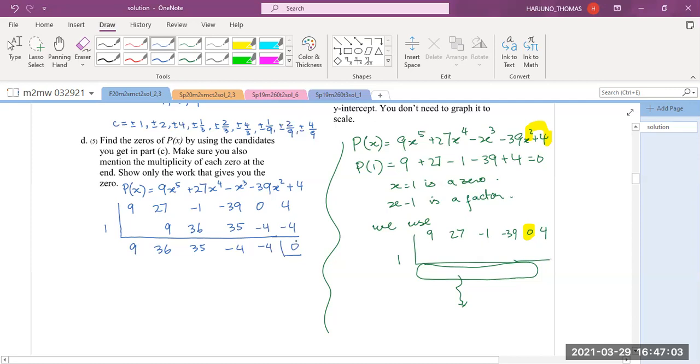Okay, so knowing that 1 is a 0 is only half of the usefulness. The main purpose is that because 1 is a 0, x minus 1 is a factor. That enables us to reduce the polynomial from degree 5 to degree 4, and we have the quotient here. That's what we will go on further from there.